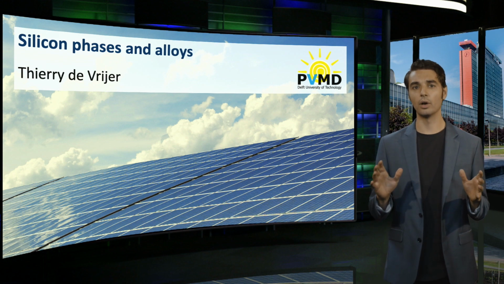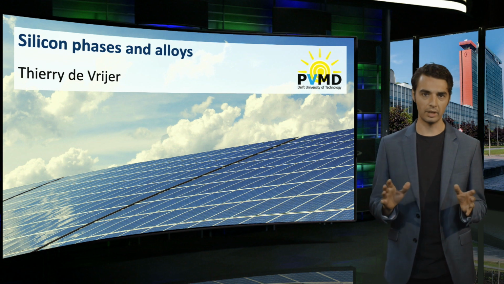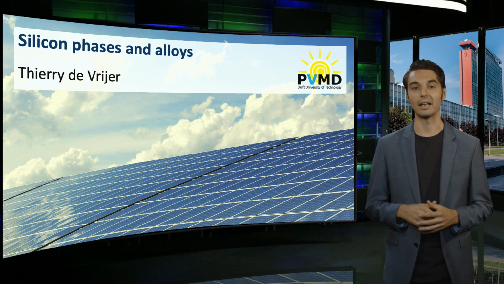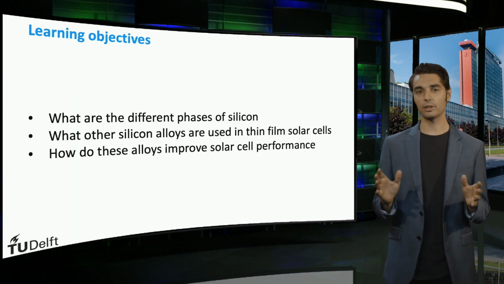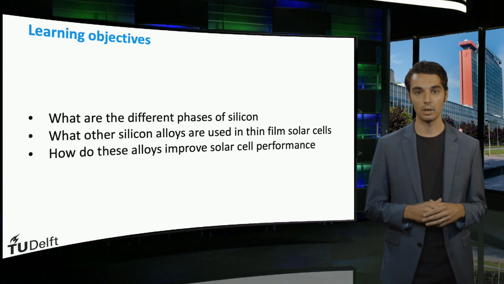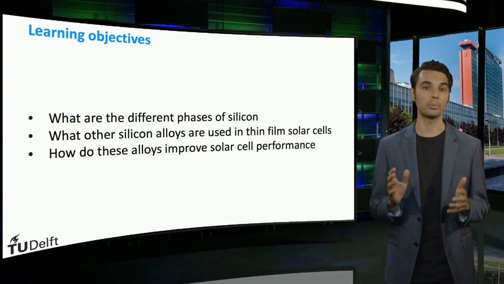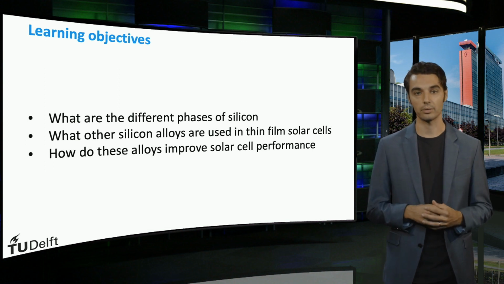In the previous video, you were introduced to the properties and behavior of amorphous silicon. In this video, we will explore additional silicon alloys. The learning objectives for this video are to understand the differences between various silicon phases. We will discuss a variety of silicon alloys and how these alloys allow for the deposition of high-performance solar cells.